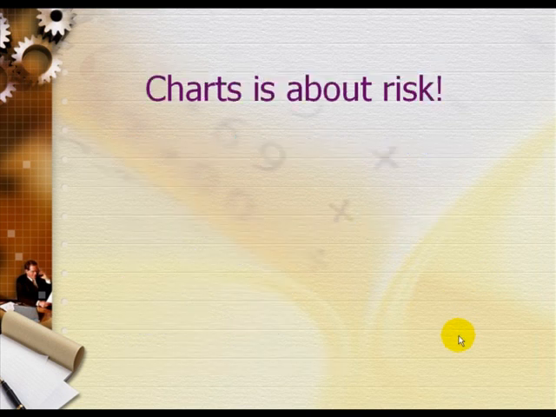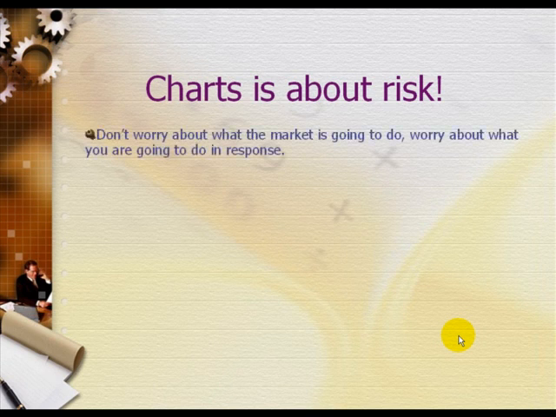Well, first and foremost I want to make some points very clear about charts. They're all about risk. What I mean by that is, first of all, don't worry whether the market is going to go up or down or what it's going to do. Worry about what you're going to do in response, and I'll show you what I mean with specific examples as we move forward. The mistake many private investors make is they're forever worrying about, is that stock going to go up? Is it going to go down? Whereas what they should be thinking is, if it goes up, I'm going to do this. If it goes down, I'm going to do this. Now, charts help us do that.